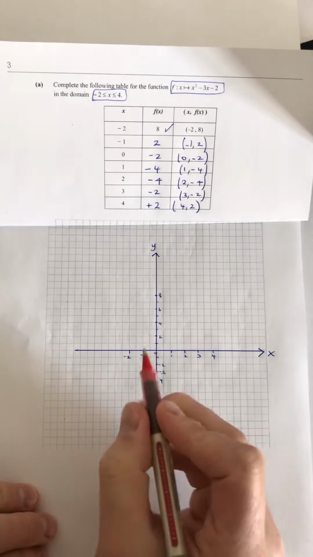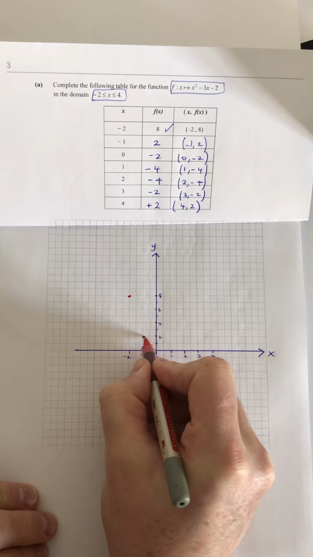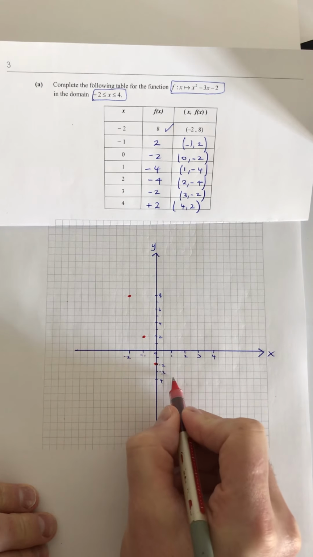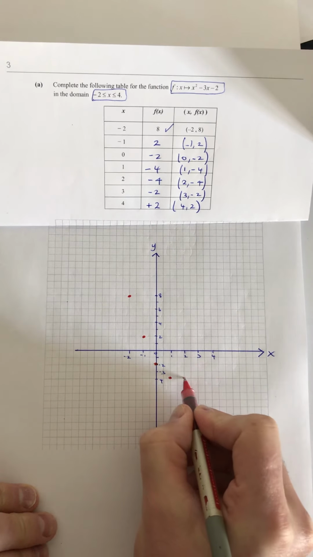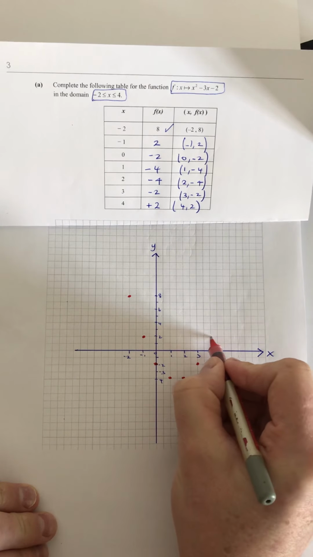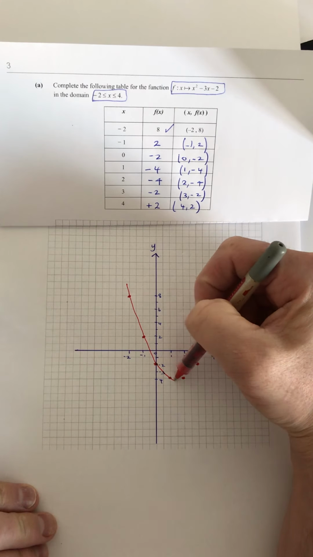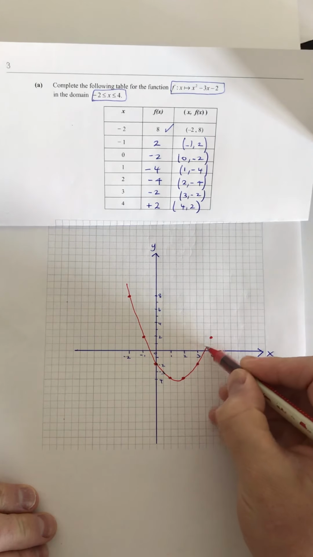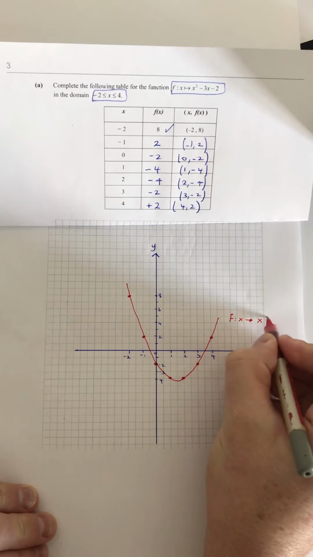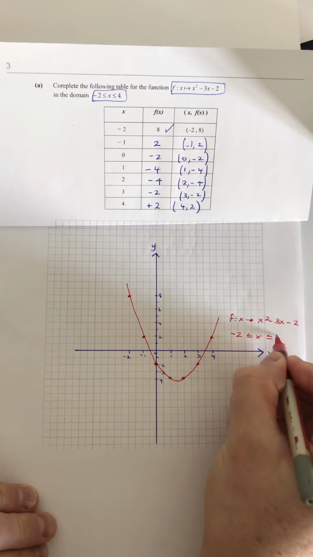So when we plot our points, minus 2 up to 8, minus 1 up to 2, 0 minus 2, 1 minus 4, 2 minus 4, 3 minus 2, and 4 up to 2. Our graph should look something like so. And that's your graph. f of x is x squared minus 3x minus 2 between minus 2 and 4.